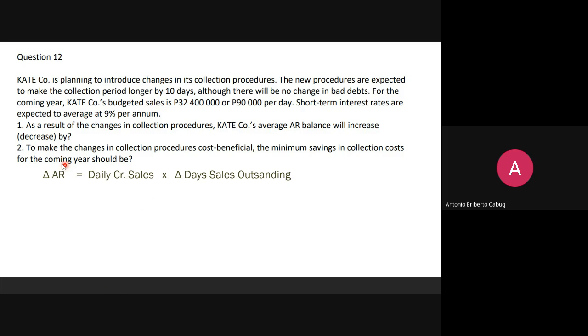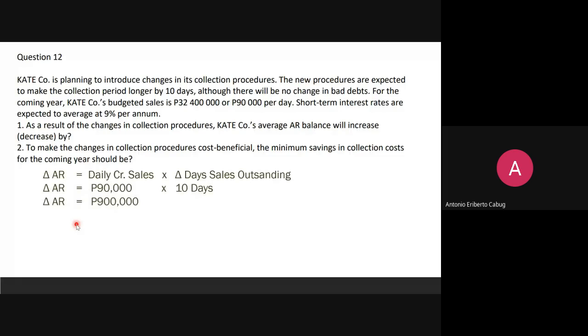So, increase in AR, the change in AR, it's your daily credit sales just multiplied by the change in the DSO. The days sales outstanding goes up by 10. The daily credit sales is 90K. So we expect our AR to increase by 900,000 pesos.